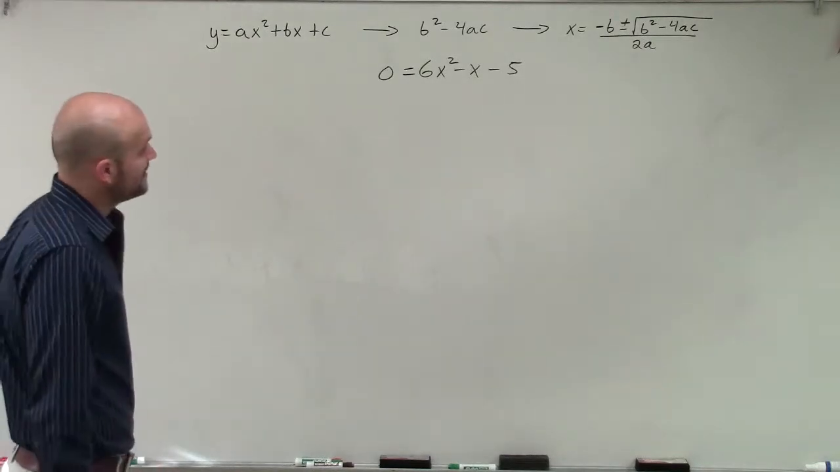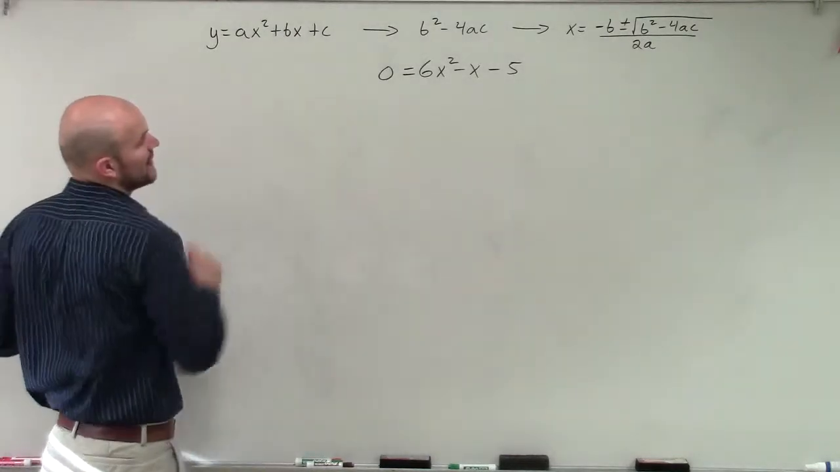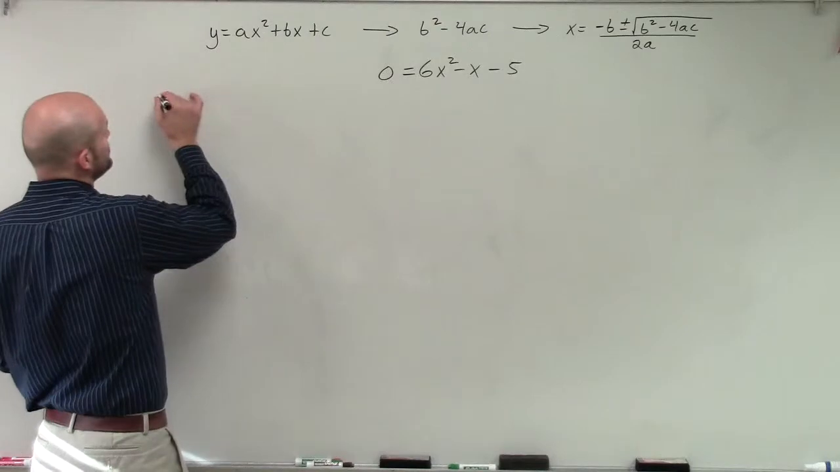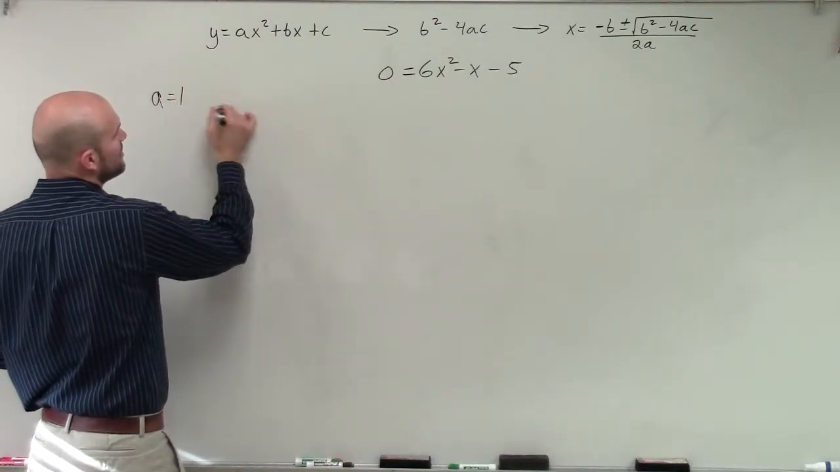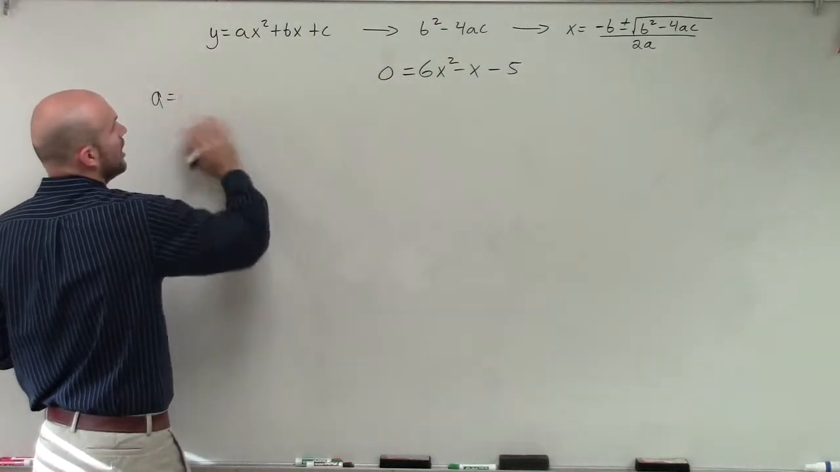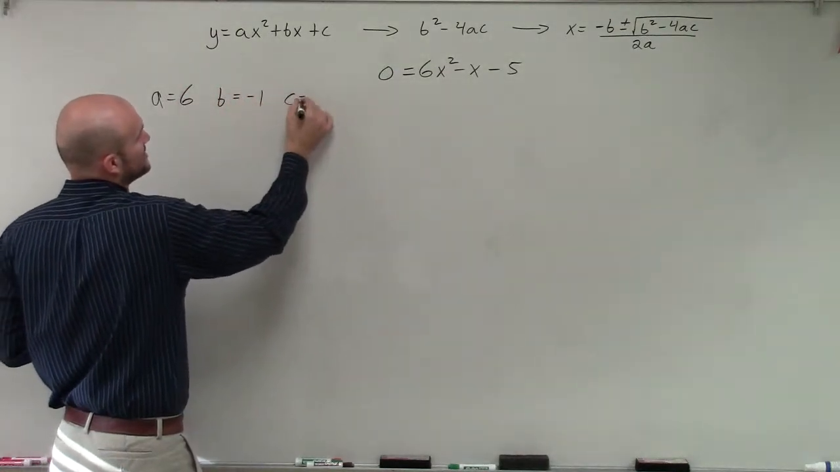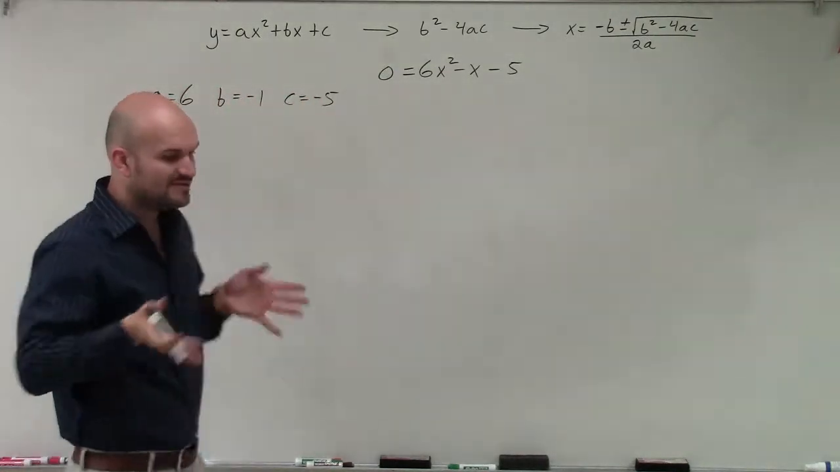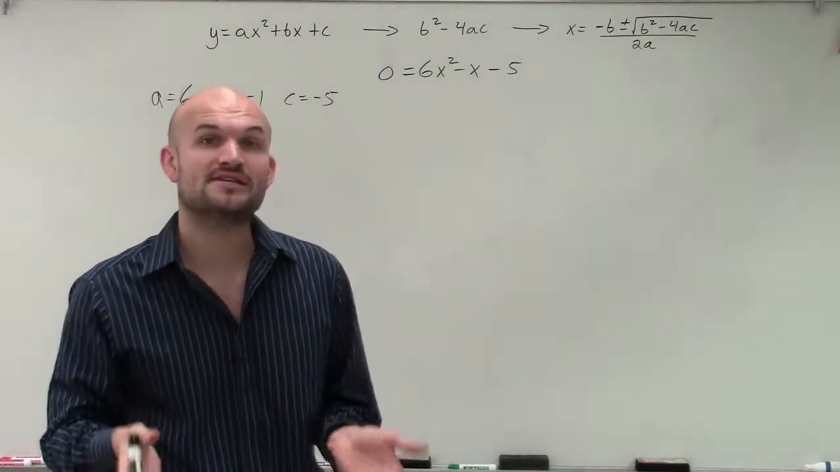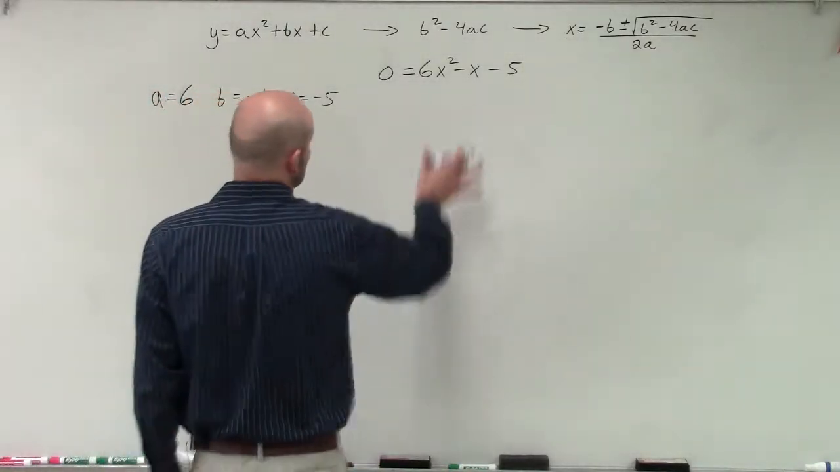So to go from this, the first thing we need to do is make sure that we have it in our standard form. Once it's in standard form, we can determine what our a, which is not 1, our a in this case is 6, our b in this case is -1, and our c is -5. Once we've now determined our a, b, and c from our equation being in the standard form, we can now determine the discriminant.